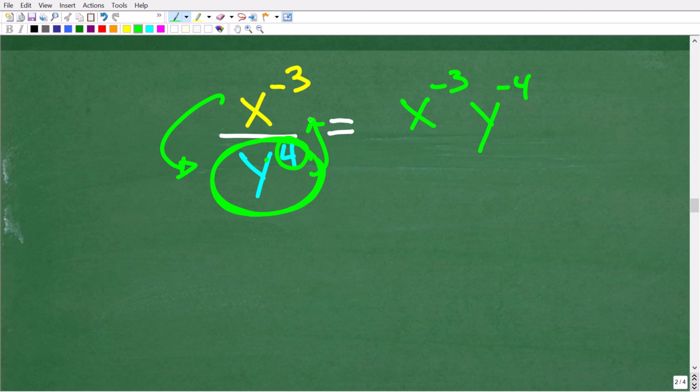Okay, so if you understand this property, and hopefully you do, if I did a pretty good job explaining it, well, we can use this property to easily solve this equation.